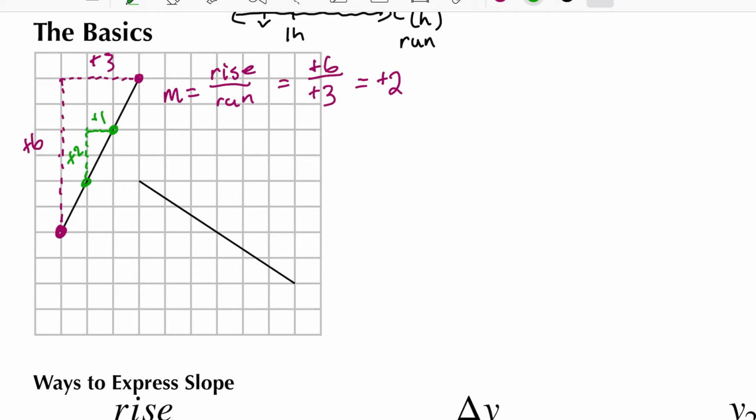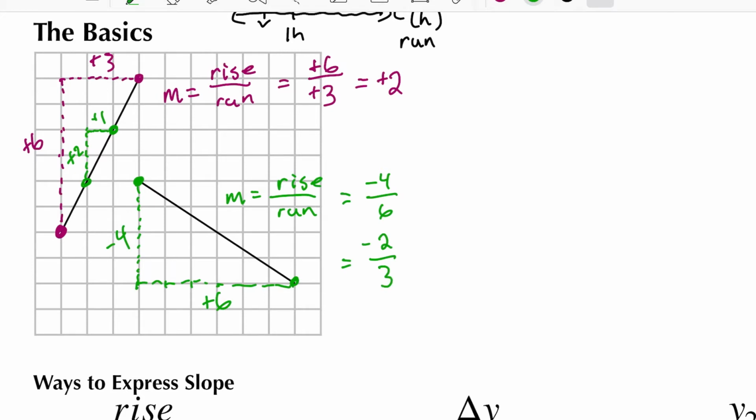All right, let's look at the second one. We choose 2 points where it crosses the lines, and we go down, and we go over. Now this one, starting on the left, going to the right, it's going down. 1, 2, 3, 4. Down 4, so our rise is negative 4. And it goes over 1, 2, 3, 4, 5, 6, over plus 6. So our slope is equal to our rise over our run, which is equal to minus 4 over 6, which is equal to minus 2 over 3.